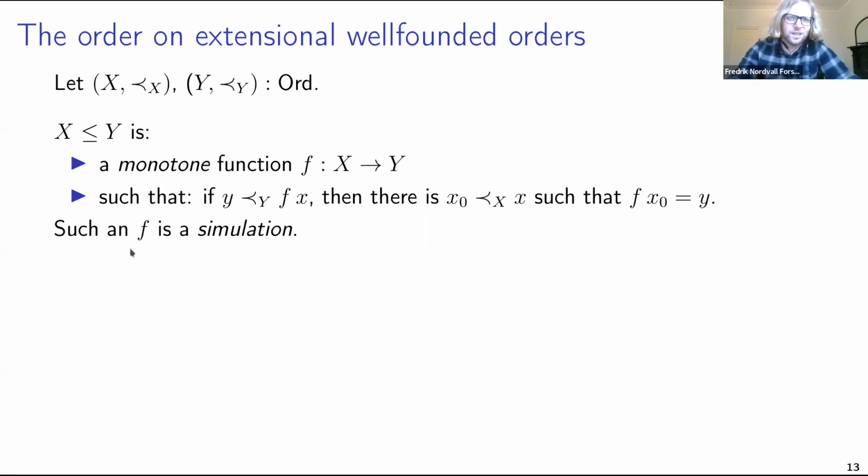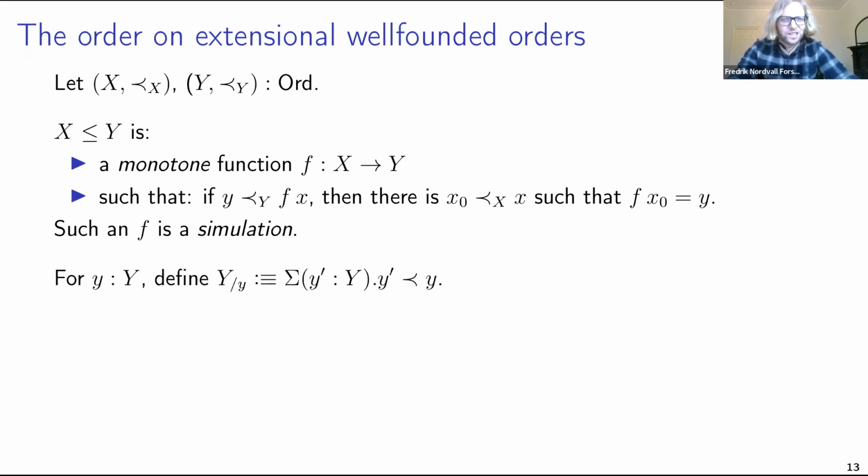And it will turn out that this is also a propositional notion, which is, of course, not at all obvious when you first see it, because you might think that there can be many monotone functions from x to y, but this simulation condition makes sure that it's propositional as we want. Right? So that's what it means for x to be smaller or equal to y.